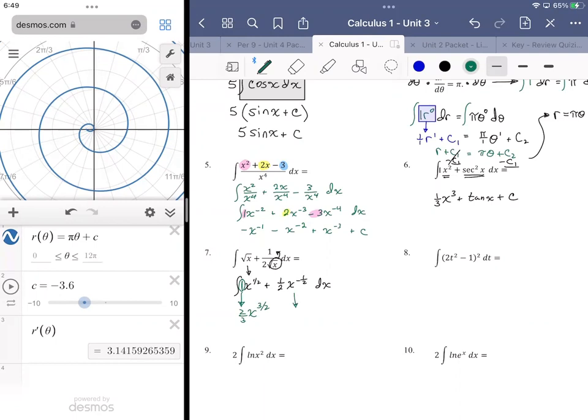Increase a -1/2 by 1, I get a positive 1/2. Divide by that new exponent. Well, 1/2 divided by 1/2 is 1. So that's really not going to factor into the solution at all. Bring down the positive sign. And now I have my antiderivative. Just throw a plus c on it.